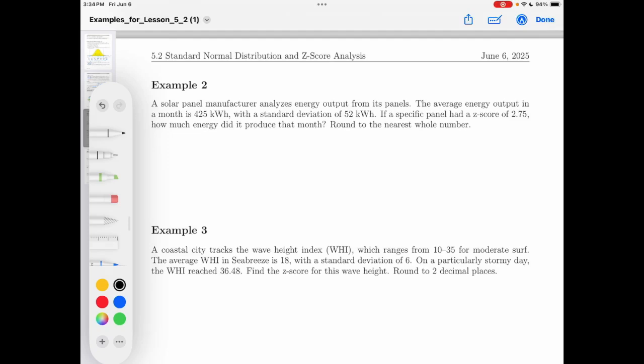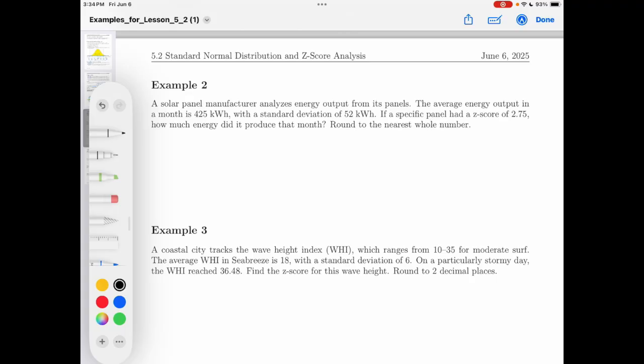In example 2 and example 3, we're going to practice using the formula. So let's start with example 2. We have a solar panel manufacturer that analyzes energy output from its panels. The average energy output in a month is 425 kilowatt hours, with a standard deviation of 52 kilowatt hours. If a specific panel had a z-score of 2.75, how much energy did it produce that month? We're going to round to the nearest whole number.